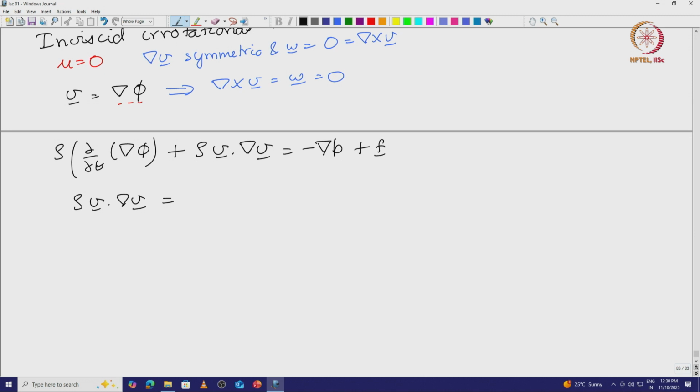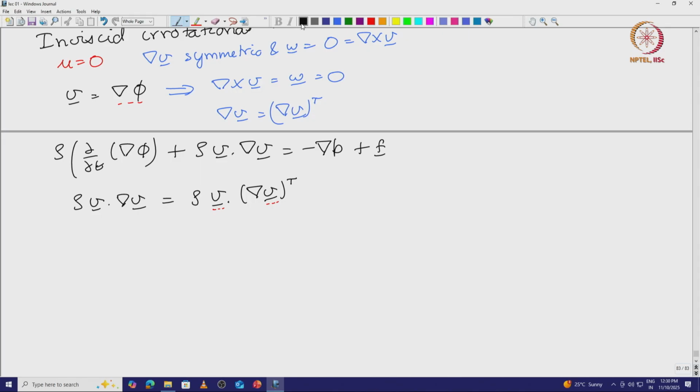I can also write this, since the rate of deformation tensor is symmetric and there is no rotation, that implies that the gradient of velocity is equal to the gradient of velocity whole transpose. That is, the gradient of velocity is equal to its transpose. Therefore, I can as well write this as rho v dot grad v transpose. Now the dot product is between this velocity vector and this velocity vector, because there is now a transpose.